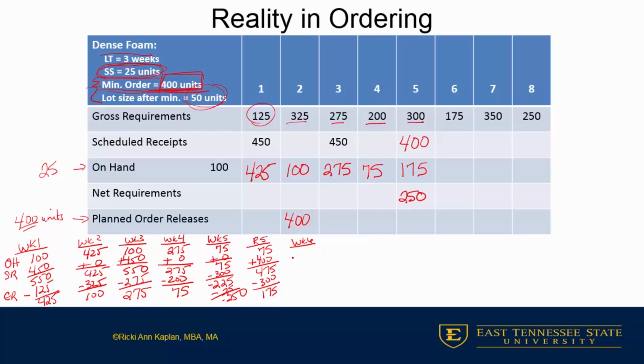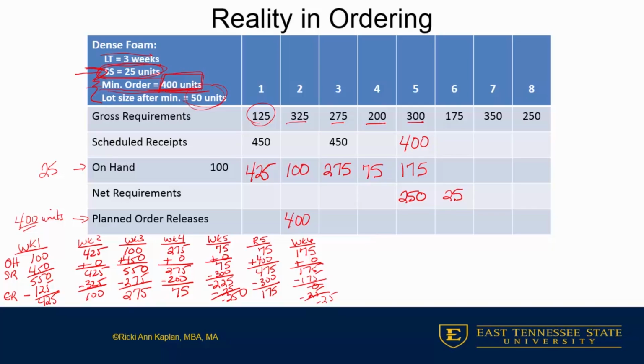Week 6, I have 175 at the end of week 5. At this point, I have 0 scheduled receipts, which leaves me with 175 units. I plan on using 175 units, which leaves me a goose egg. Can I have a goose egg? No, I can't. Safety stock says 25 units. So let me subtract out my 25 units, which means I am 25 units short. I have a net requirement of 25 units.